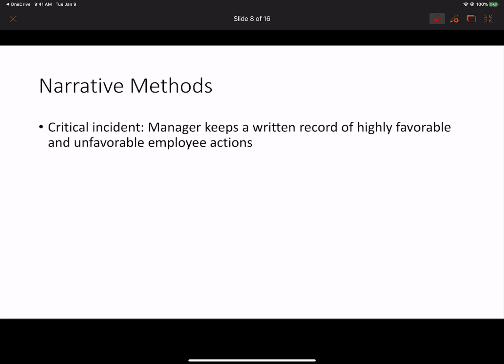Now, narrative methods, critical incident. This is where managers keep a written record of highly favorable and unfavorable employee actions. You're just writing down what happened. And if these behaviors are standing out, if they are out of the ordinary for the good or for the bad, these are called critical incidents. And then you have the manager review the records at an annual evaluation or semi-annual evaluation, and you go from there.